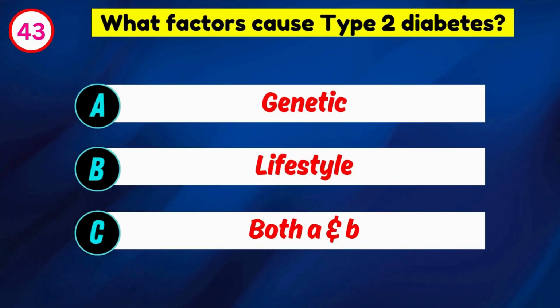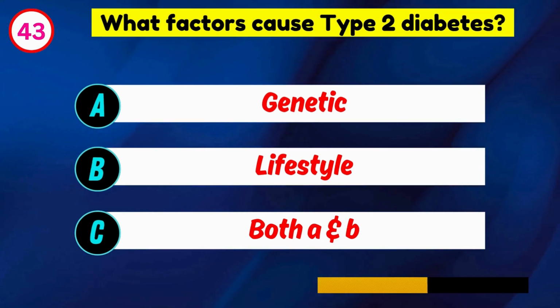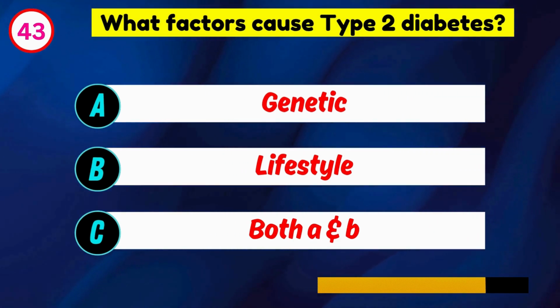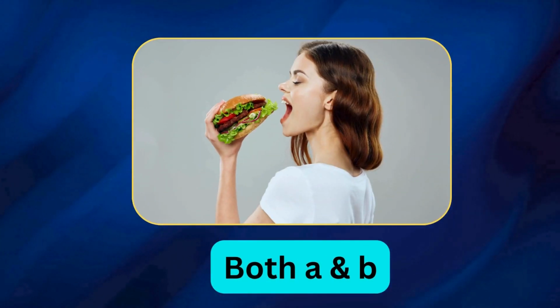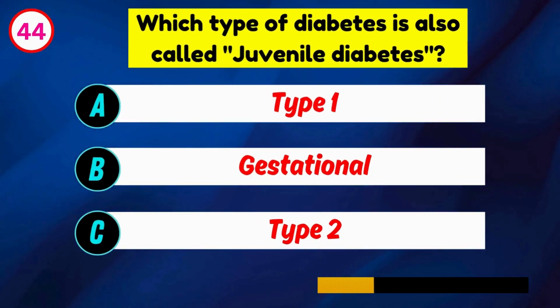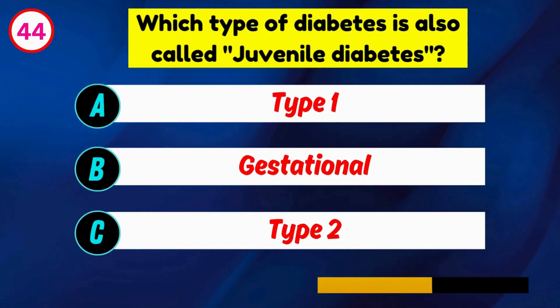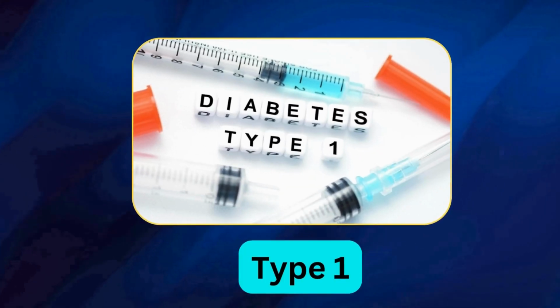What factors cause type 2 diabetes? Genetic, lifestyle, both A and B. Both A and B. Which type of diabetes is also called juvenile diabetes? Type 1, gestational, Type 2. Type 1.